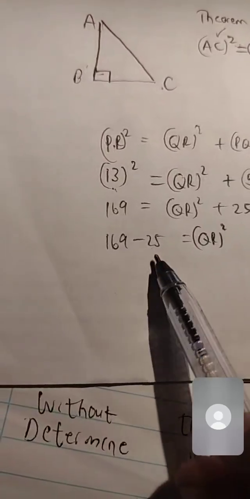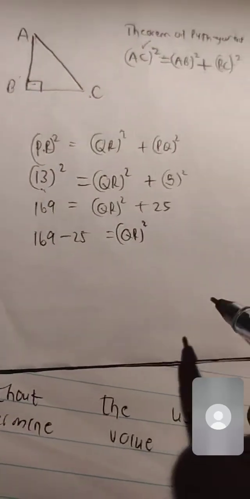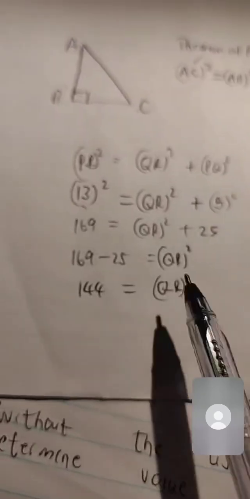169 minus 25, what is it here? I want you to tell me. What's 169 minus 25 here? It's 144, sir. Amen. Hallelujah. Blessings to you.